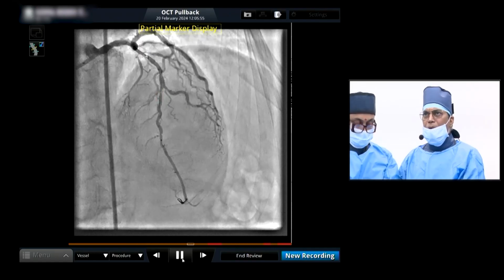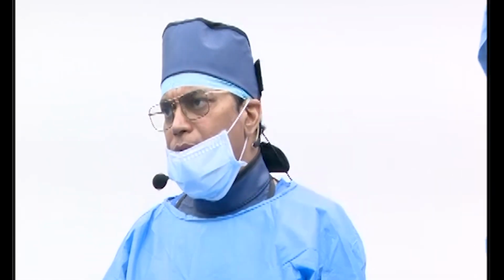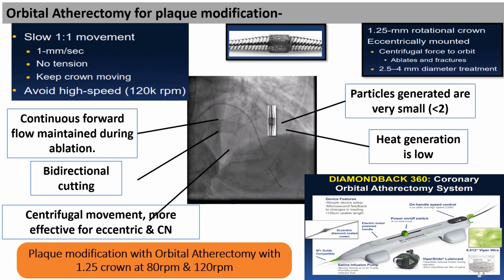So this is the Viper wire, 1 mm per second. It has to be 80,000. Slowly, only 1 mm, you have to move forward and backward. If you do 1 mm, what happens? It produces more ablation, the ablation is almost equal. You can see the elliptical shape.